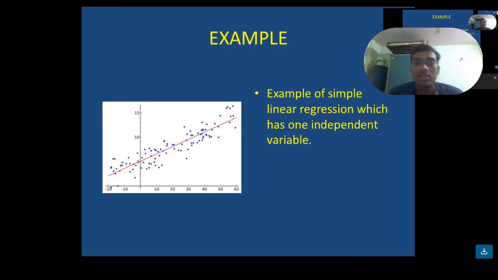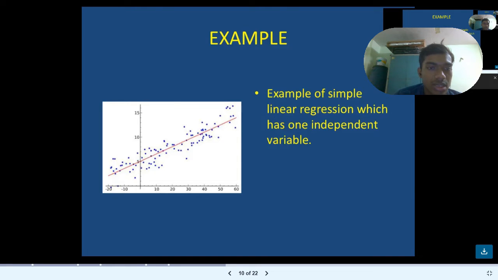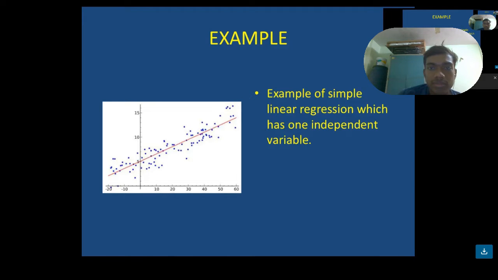Now let's look at an example of x and y, an example of a simple linear regression which has one independent variable. Here, where x equals 0, this is the y-intercept, because x is 0 and the line cuts the y-axis here; it is a constant. To find the slope, take the angle theta between this line and the x-axis. Tan theta gives us the slope, that is m, or what we previously called b1.